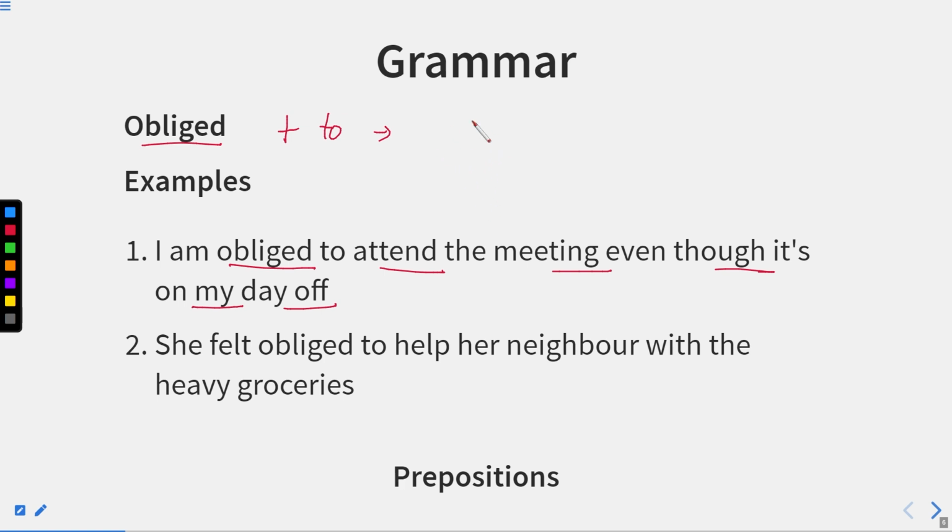So though that was my holiday, that was my leave, I could have enjoyed it, but I had to attend the meeting because it was very important and I was obliged to. It means that it was my duty to fulfill that. She felt obliged to help her neighbor with the heavy groceries. She was obliged to help her neighbor. It means it was her moral duty, or it was according to her ethics, that she helped her neighbor with heavy groceries or to lift those heavy groceries.